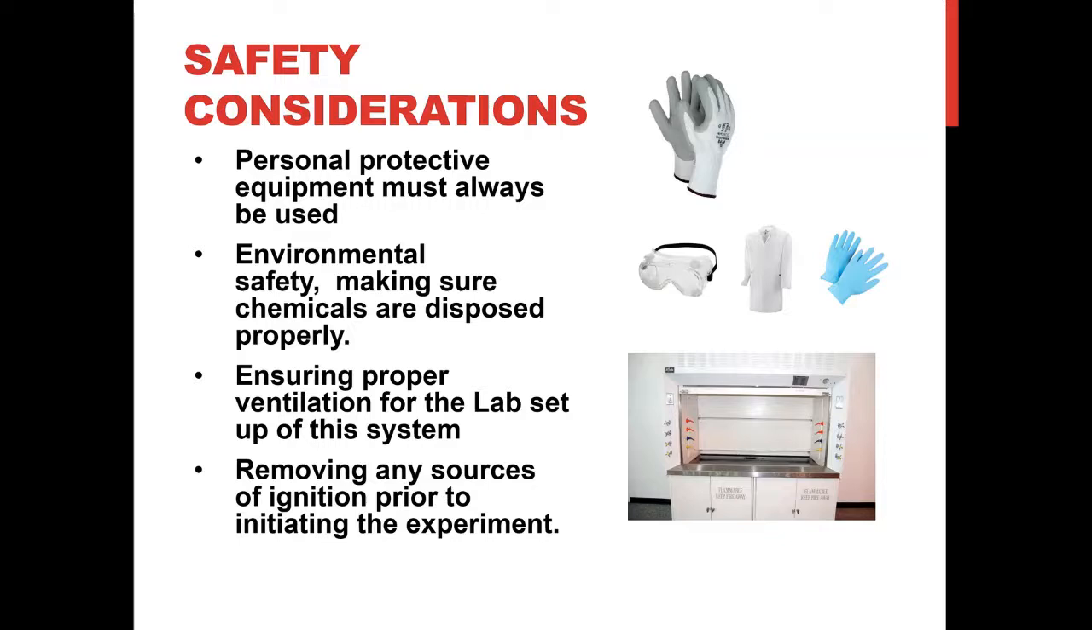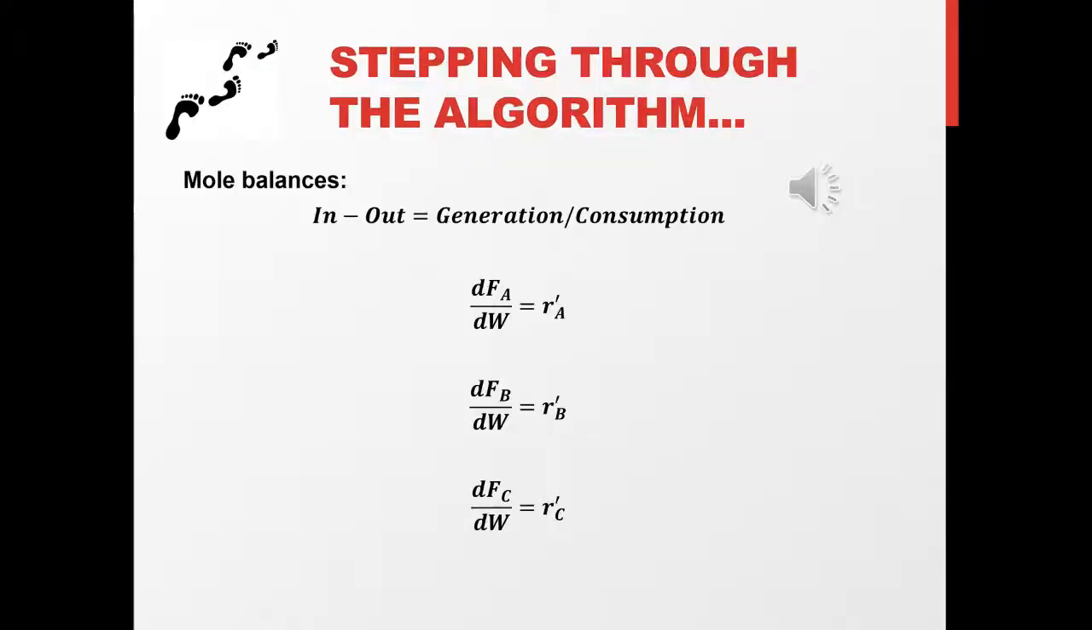Also, environmental safety must be taken into account by making sure that every chemical is disposed properly according to its SDS. Also, ensuring proper ventilation for the lab setting in which this system will take place, and removing any source of ignition prior to initiating the experiment, as a couple of our components may be flammable.